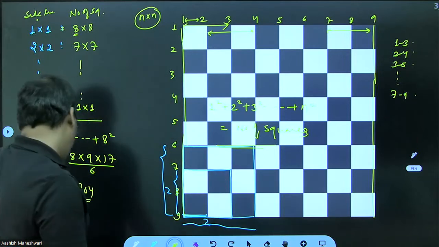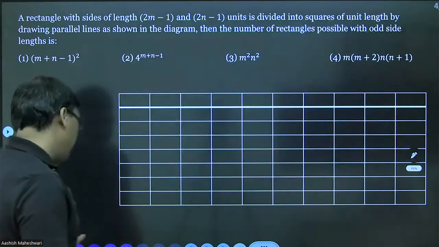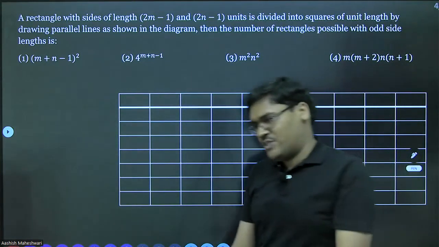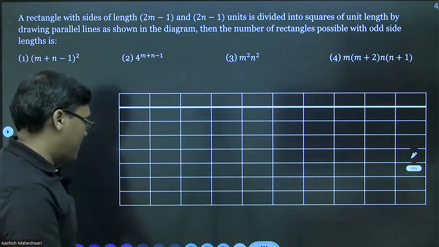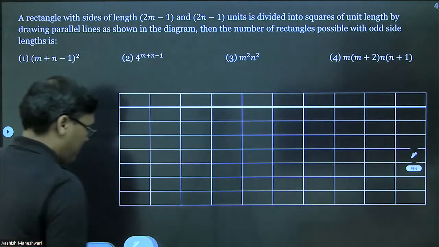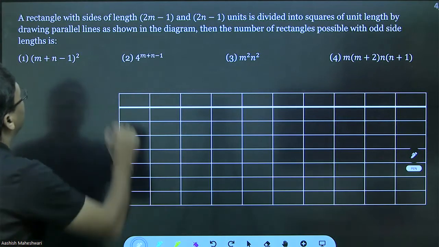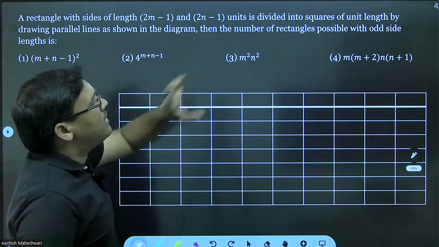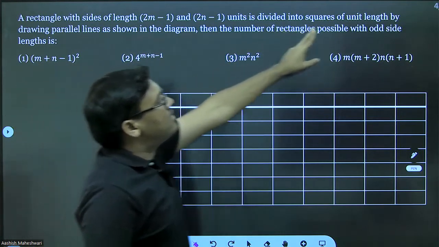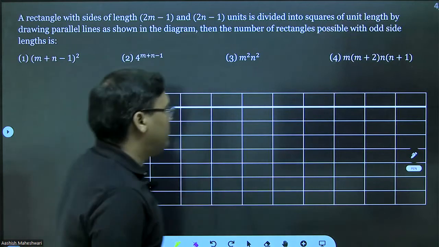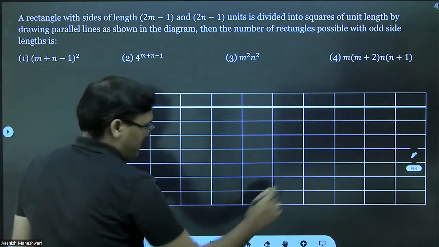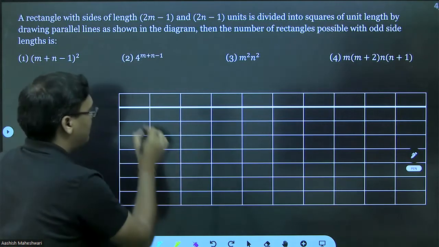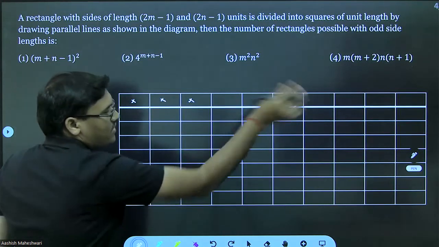Now, if you have understood this, let's take one very interesting question. Again, this is just a modification of the concept which we have just done. This question was asked in JEE Advanced. The question was: a rectangle with side length 2m minus 1 and 2n minus 1 units is divided into squares of unit length. I have just drawn a grid here. These are all squares. It's not looking like a square, but you can consider this is a square, this is a square, and so on, right?